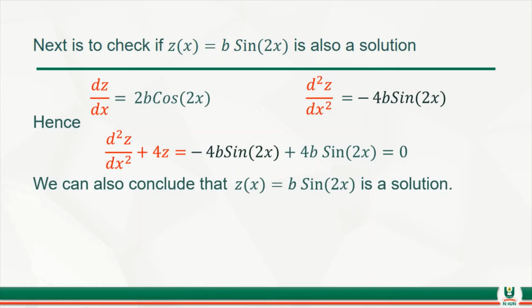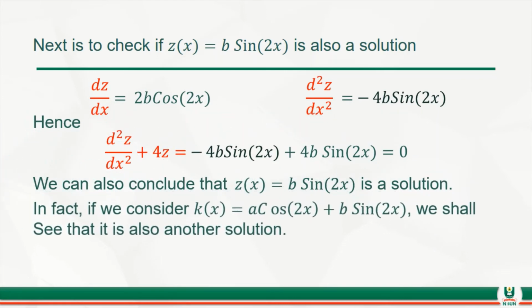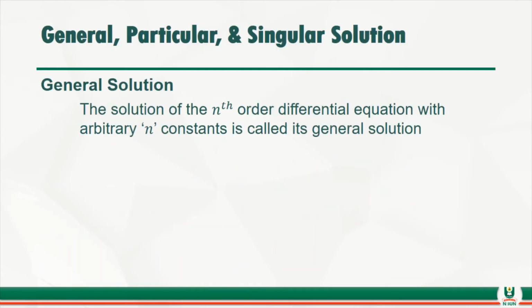But there is something I'm not saying here. That will still lead us to what we call linear dependency and linear independent solutions. I will discuss that with you later. But if a cos 2x is a solution and b sin 2x is a solution, the next thing we are going to consider is the definition of general, particular, and singular solutions.